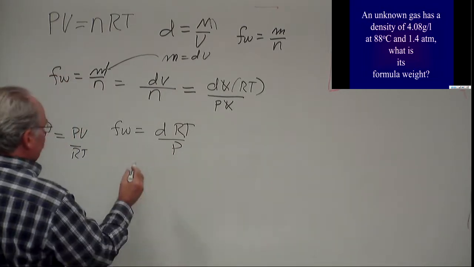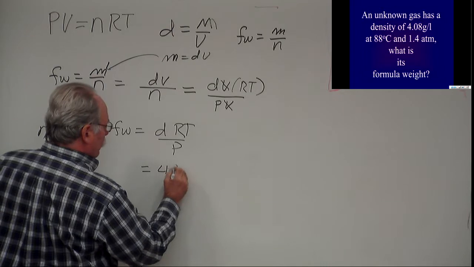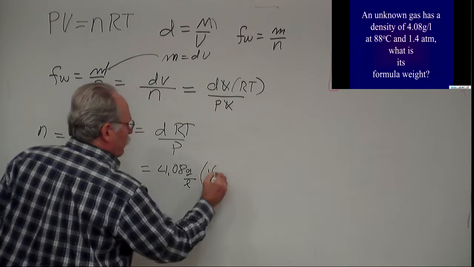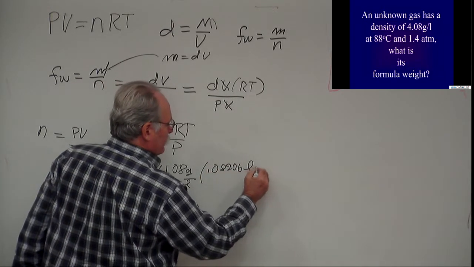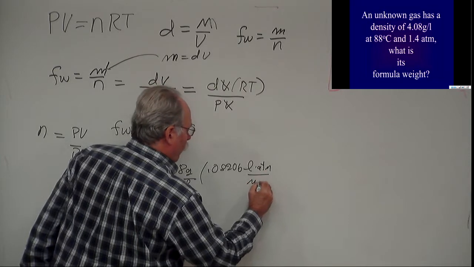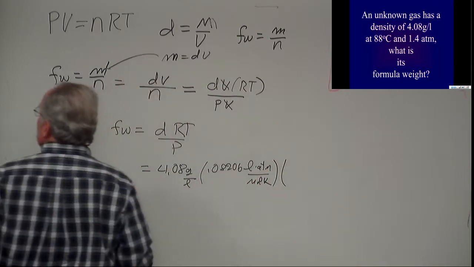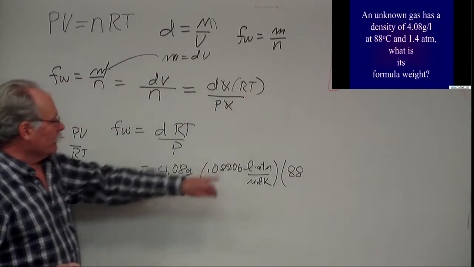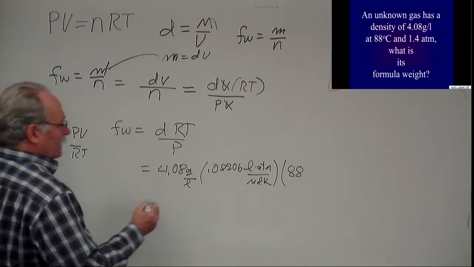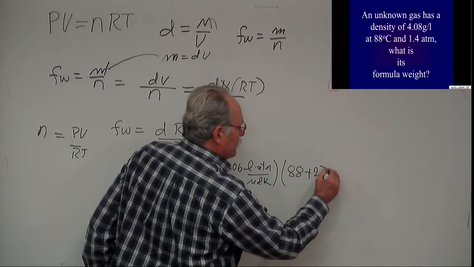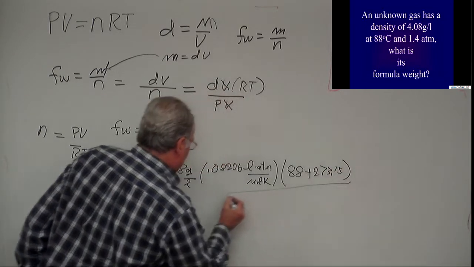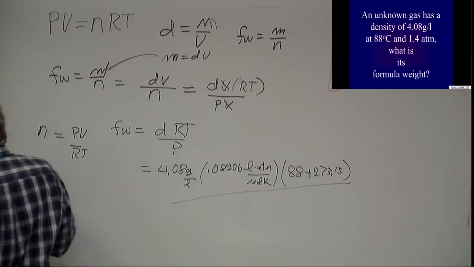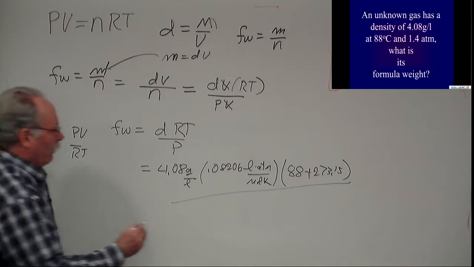Now I start plugging these in. My density is 4.08 grams per liter, I believe. R is 0.08206 liters atmospheres per mole Kelvin. Now my T was 88 degrees, but this is in Celsius. Remember, we always have to have the temperature in Kelvin when we're using the ideal gas constant. So I add 273.15. And now I need to divide this by the pressure, which was given in the problem as 1.4 atmospheres.